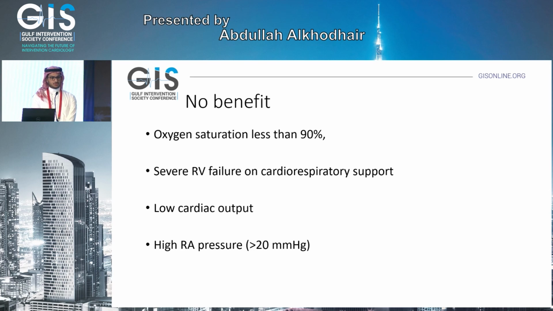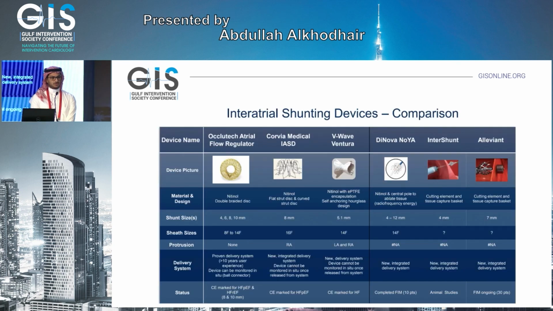Patient selection is important, like anything else we do. It should not be offered to patients who have baseline hypoxemia or severe RV failure or low cardiac output, or high RA pressure. Now, the problem with these devices, or with atrial septostomy, is most of the time there is spontaneous closure of the perforation that we've created. So that's why we now have multiple devices. Probably the most commonly used one is the Alkhodhair atrial flow regulator, that basically allows you to have a pre-selected size of the hole and prevent, of course, the closure.